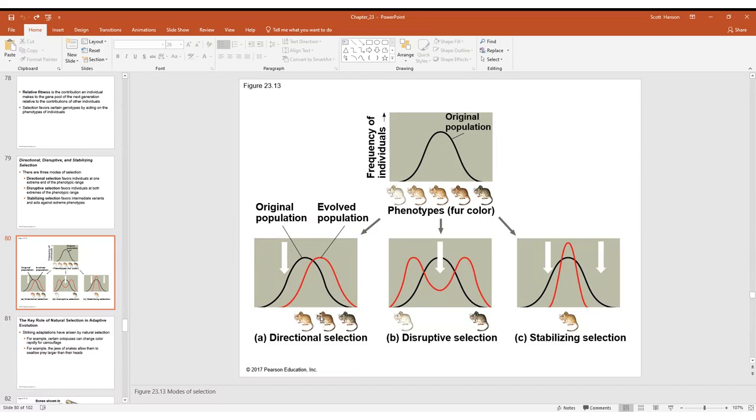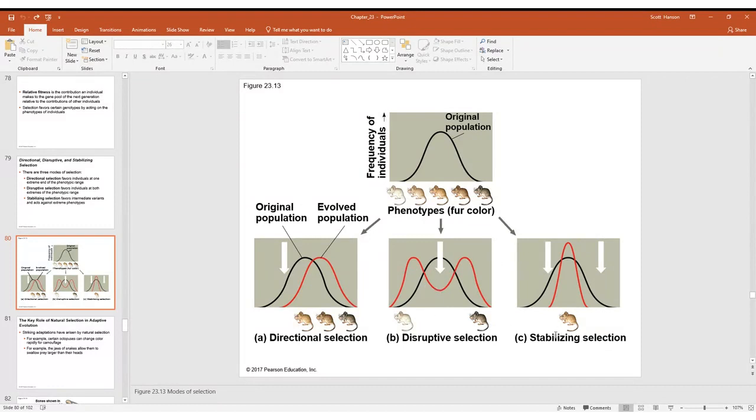Now, directional selection means that selection is acting against those at one extreme. So this directional selection is favoring those just at one end of the population. So it's favoring the darker ones, and it causes an evolved population to be, on average, darker than the original population. Then disruptive selection is favoring individuals at both extremes, individuals that are light colored and also individuals that are dark colored. And so the ones towards the extremes increase in the population, and the ones towards the middle decrease.